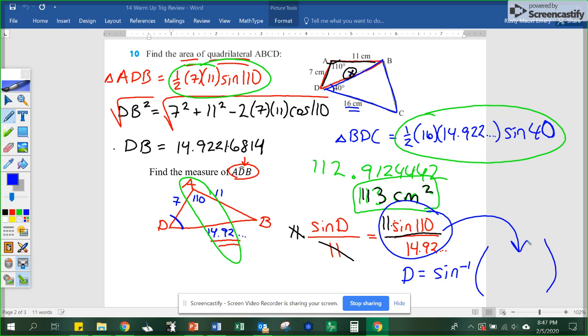So when you type that in carefully, and again, rounding to 3 sig figs, the measure of angle D, or again, we found it was labeled ADB, but the measure of angle D is 43.8 degrees, and that would be to 3 sig figs.